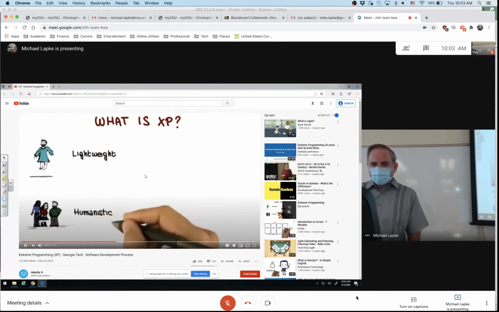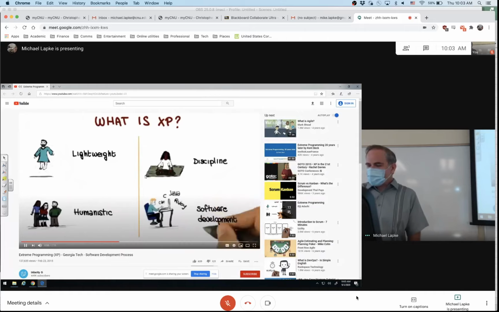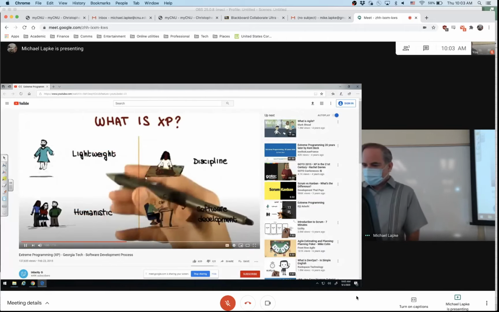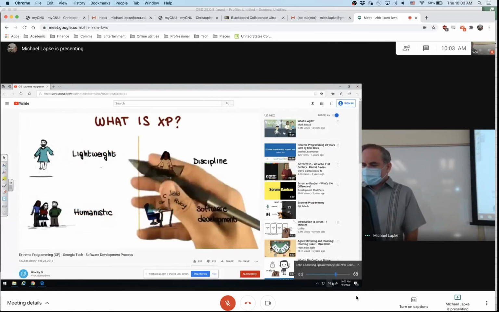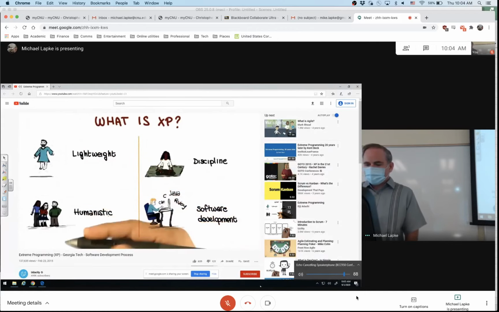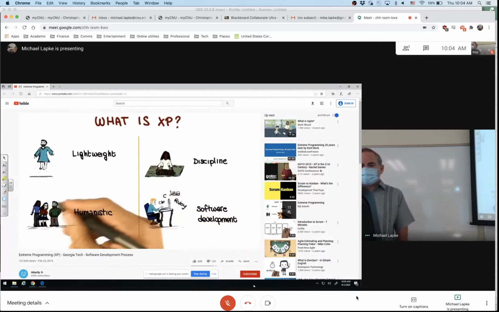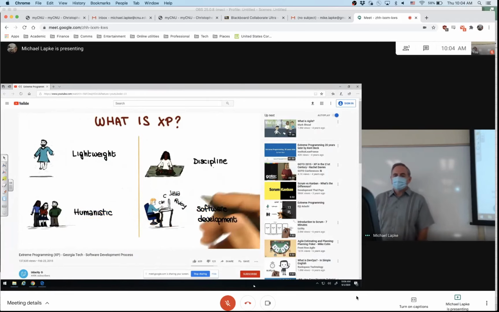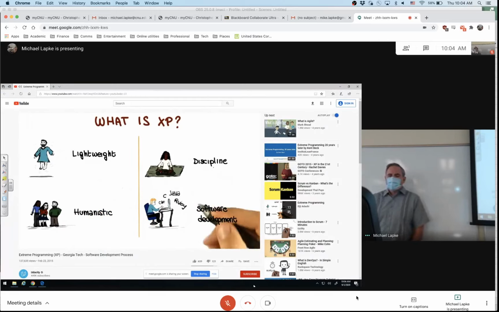Lightweight, humanistic discipline of software development. It is lightweight because it doesn't overburden the developers within a basic process. The process is kept to a minimum. It's humanistic because, as we said, it's centered on people. People, developers, customers are at the center of the process. It's a discipline. As we said, it includes practices that we need to follow. And finally, it's of course about software development. Software development is a key point of the whole matter.